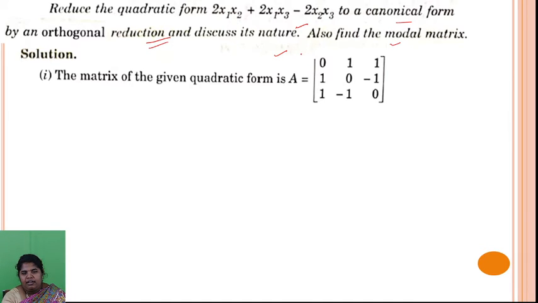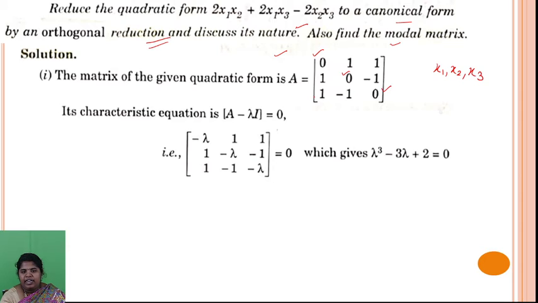Now let the given quadratic form be written in the matrix form, that is, coefficient of x square. Here there are three variables, x1, x2, x3. So the diagonal elements have the coefficient of x1 square, coefficient of x2 square and coefficient of x3 square. Here there are no x1 square, x2 square and x3 square terms. Therefore, the diagonal elements are 0. Remaining terms are 1 by 2 coefficient of x2 x3, 1 by 2 coefficient of x1 x3. So in that way we should form the matrix A.